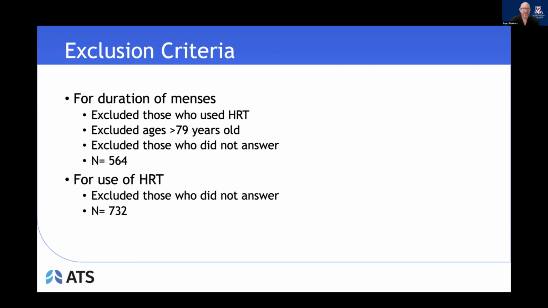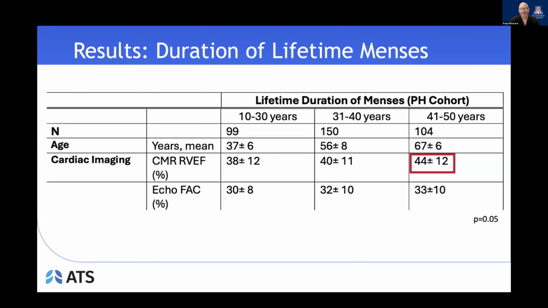For exclusion criteria, in terms of duration of menses, we excluded those who used HRT, patients over 80 years old, and those who did not answer. We can get into how we classified menses, but essentially, the duration of menses were as I stated previously. For HRT, we excluded those who did not answer the question.